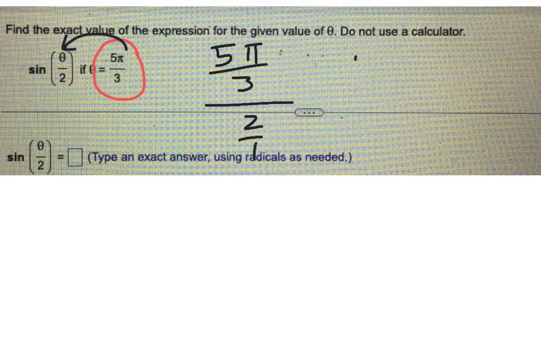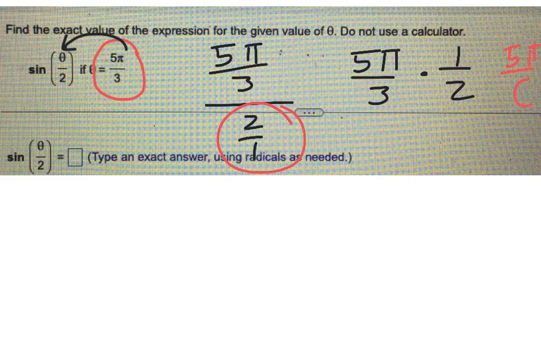So again, this could look a little confusing. But if I have a fraction divided by a fraction, I'm just multiplying by the reciprocal, which means instead of dividing by 2 over 1, I'm going to multiply by a half. If I do that, that's going to give me 5 pi over 6, because we're just multiplying straight across. So really the question it's asking me here is what is sine of 5 pi over 6?